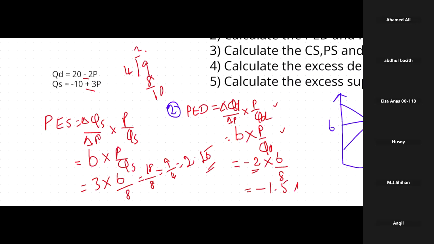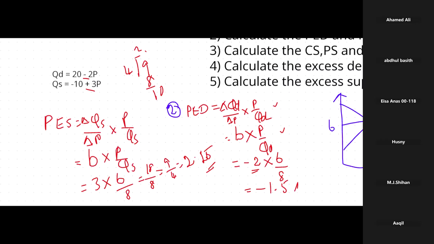2.25 is the PES at equilibrium. PED at equilibrium is minus 1.5. PES at equilibrium is plus 2.25. Those who understood this, please tell, and those who didn't understand, please tell. Sir, can you explain one more time?